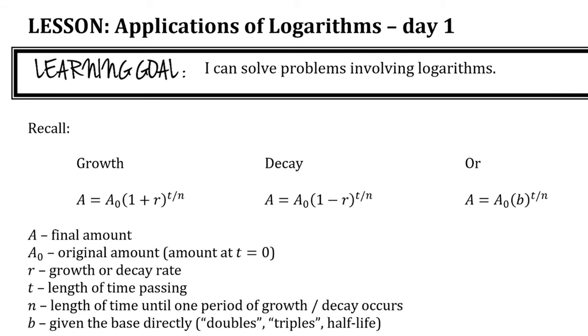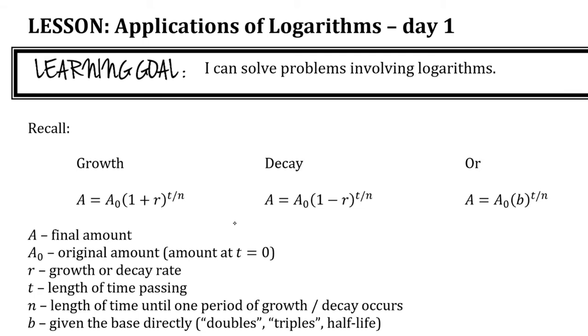And if it's growing, then A will be bigger than A naught. And if it's shrinking, then A will be smaller than A naught, right? So again, if you get those flipped, your answers might end up being really, really strange. R is the rate of growth or decay. So if you're given a rate, then you're going to be using one of those two, depending on whether it's growth or decay. T is the length of time that has passed or that is passing. N is a bit of a tricky one, although you've seen it before. It's the length of time until one period of growth or decay occurs. Okay? And we'll see an example of that when we get there.